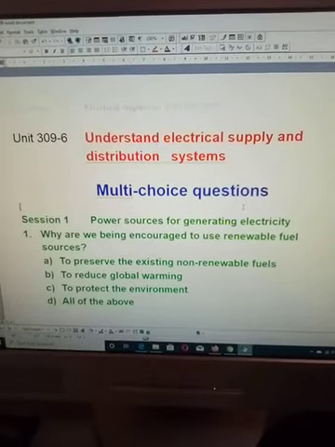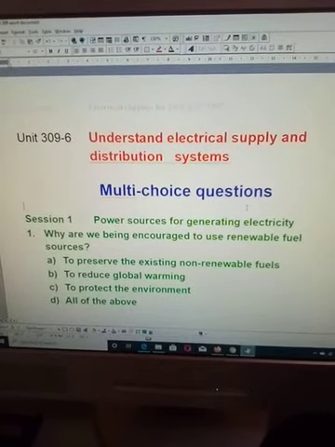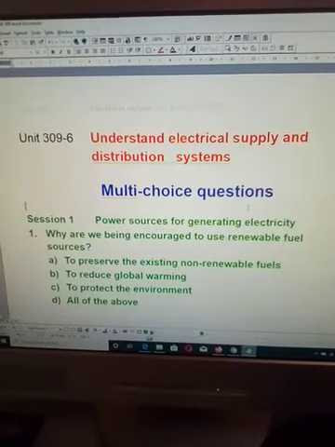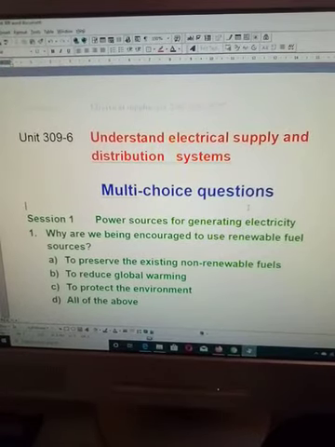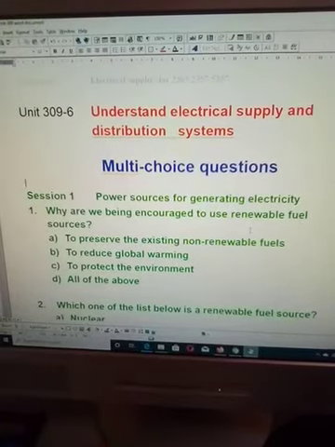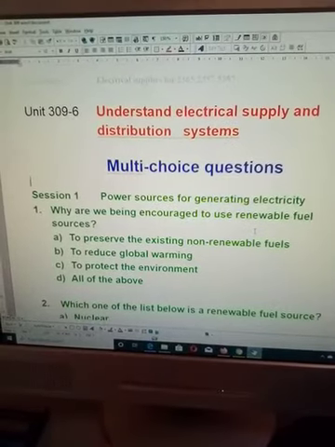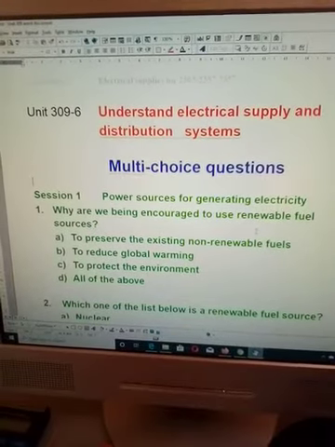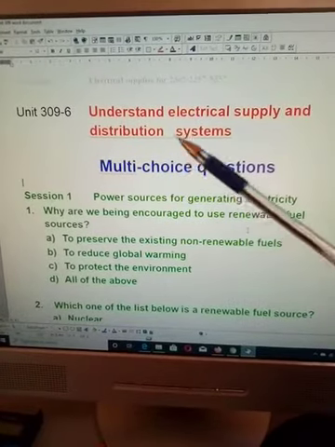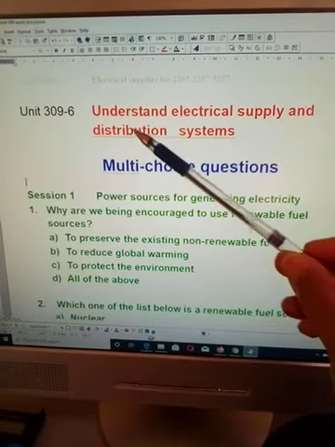Now, what I'm looking at here is for you to be able to look at these questions and answer those questions using the handout as well as an additional learning tool. Now here we have multi-choice questions basically, and understanding electrical supplies. Understand electrical supply and distribution systems.